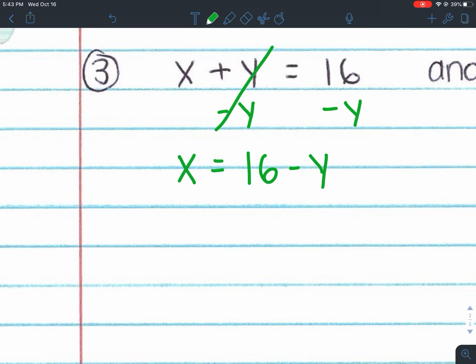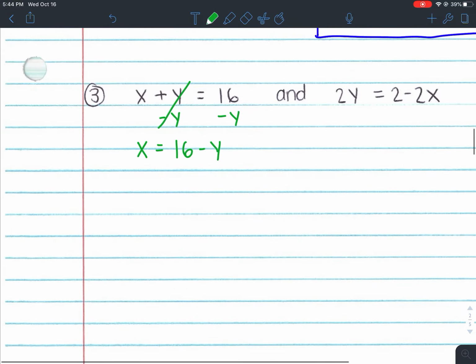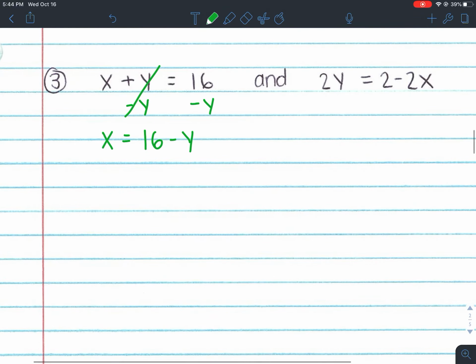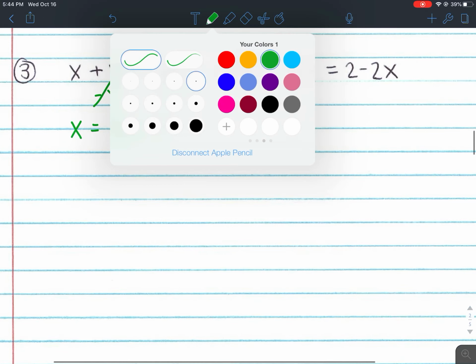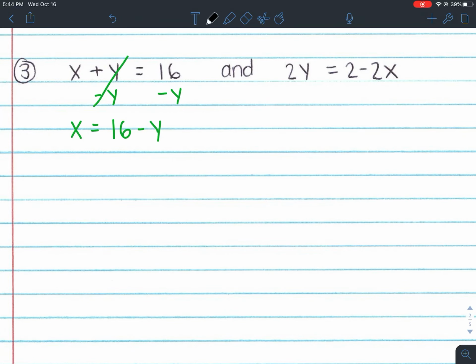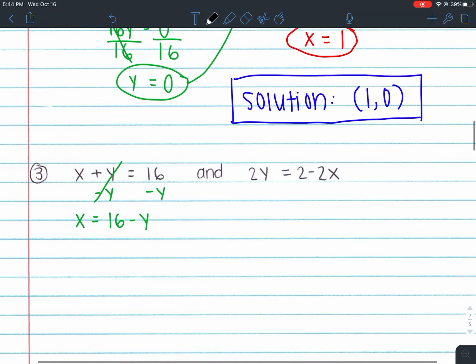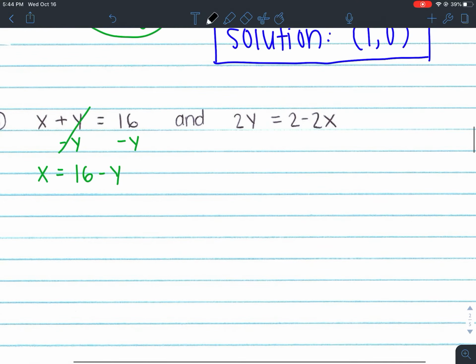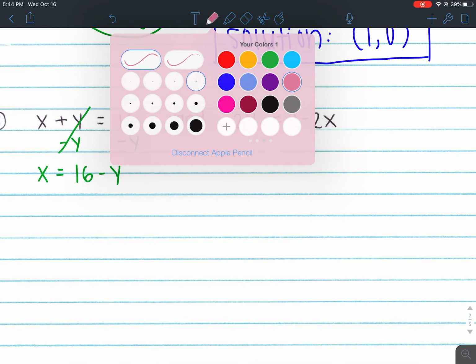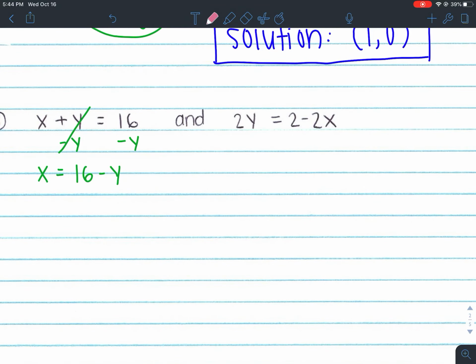Now if you want to get y by itself, that's perfectly okay, and you'll get the same exact answer as long as you do everything else correct. So it does not matter what variable you decide to get by itself. Okay, but my variable is already by itself. It's all done. Like, I don't need to do any more extra work, right? Because x is already by itself. So I'm going to plug that in.